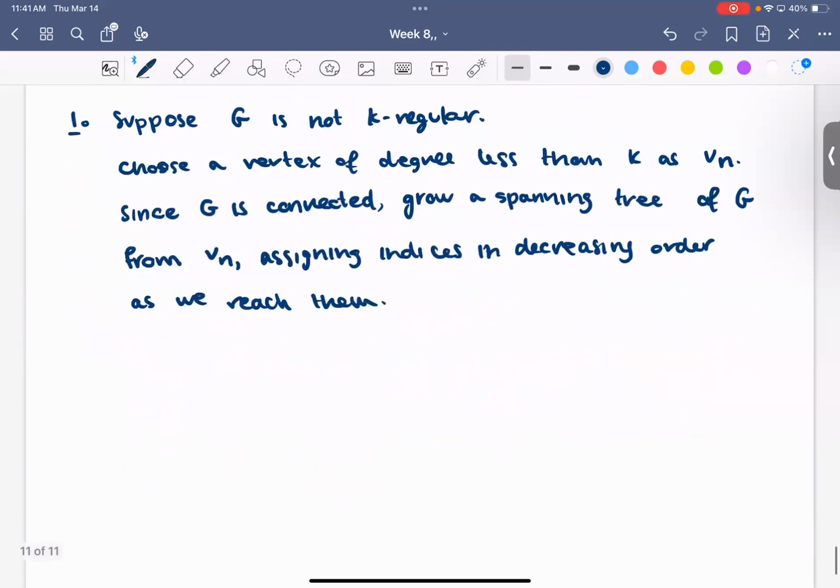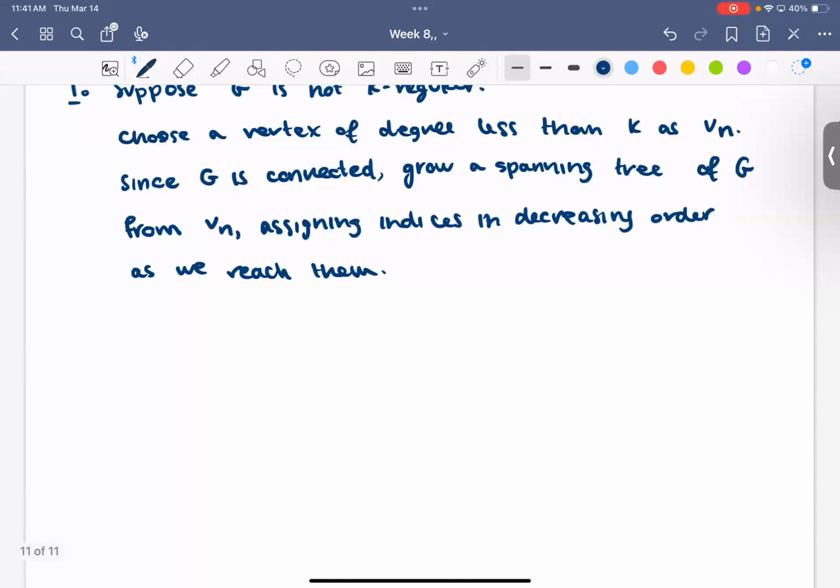Okay, so maybe I'll draw an example. Maybe the Petersen graph is just, oh no, but that's k-regular. I'll do the Petersen graph minus an edge as the example. It has 10 vertices, so I'm going to pick this one to be V10. Then I'm going to start growing a spanning tree out and just assign the numbers as this happens.